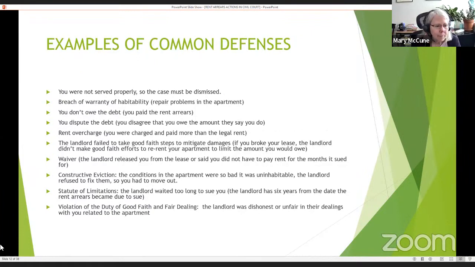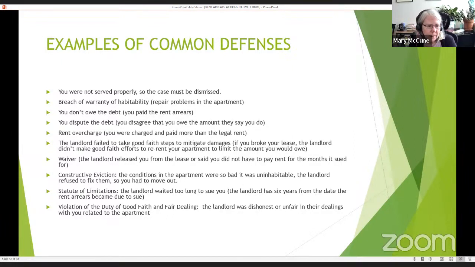All right, waiver. Maybe the landlord told you, hey, if you move out, I'll forgive the rent arrears. Or sure, you can break the lease and you don't have to pay the rent. So if there was some agreement on that, you can put that down too.